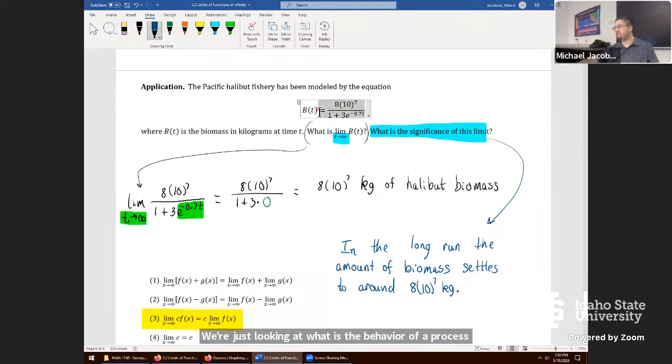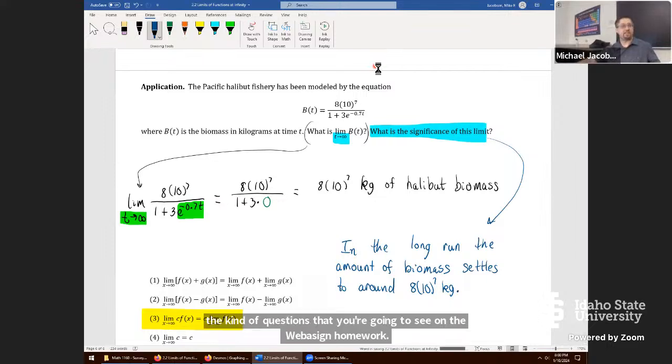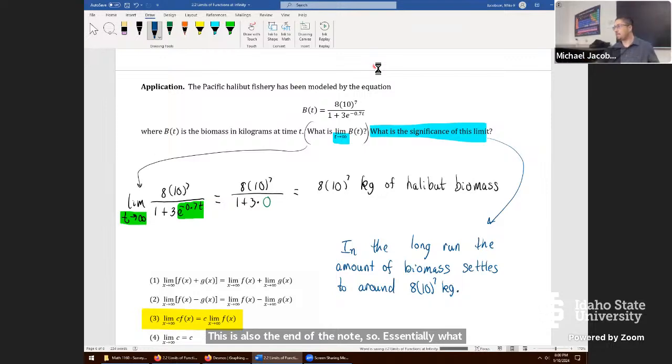Or it could just be a random function, but occasionally looking at models is a great use for applications of calculus. What we did, folks, those are the kind of questions that you're going to see on the WebAssign homework. This is also the end of the notes. So essentially what happens here is I'll save them, convert it to a PDF, upload it to the Moodle website.